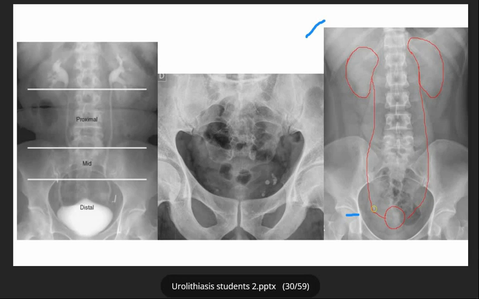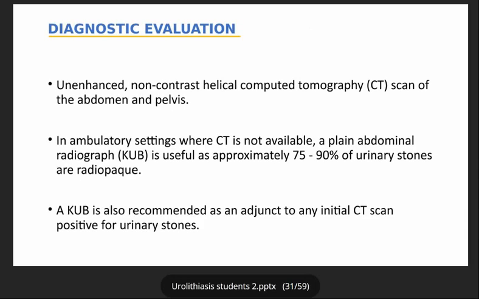Okay, then we move to how we diagnose stones. Usually we start with KUB, a simple X-ray. Ultrasound can also be done in certain patients, like a young female patient or a pregnant patient. But if the diagnosis is not clear, usually we do a CT scan without contrast.